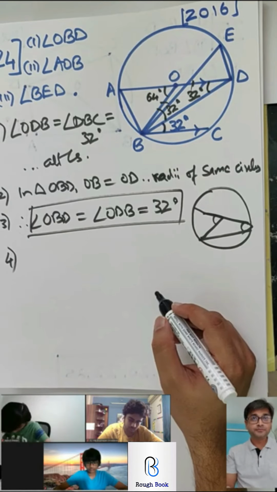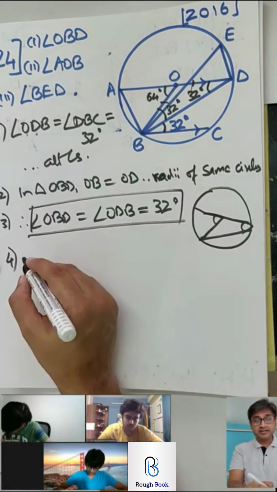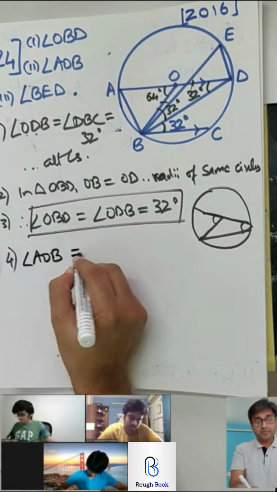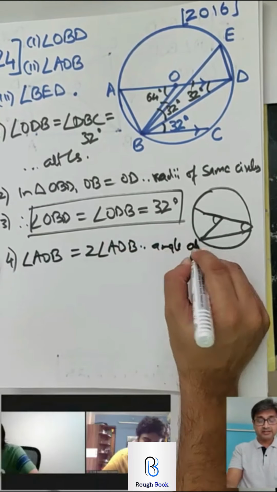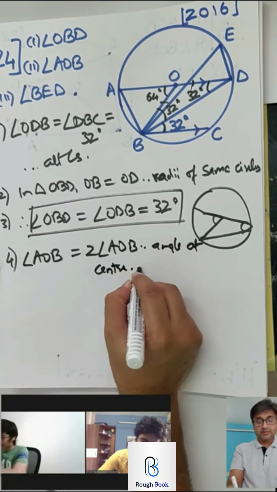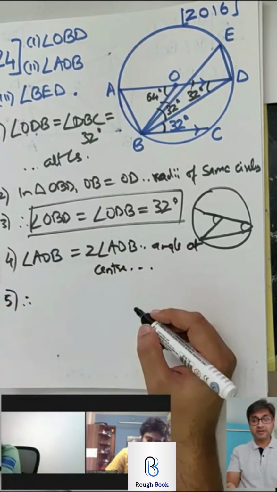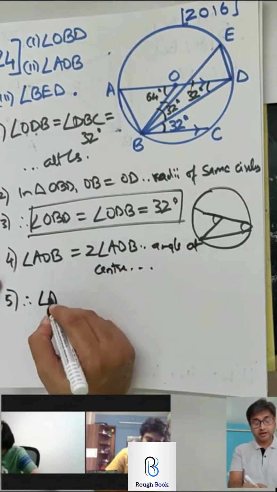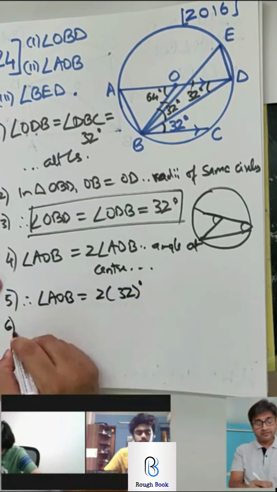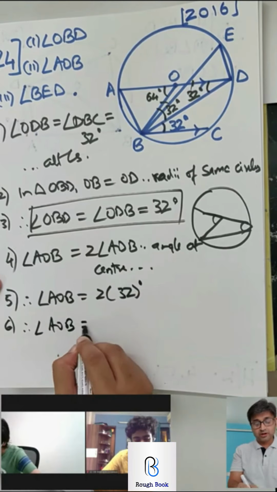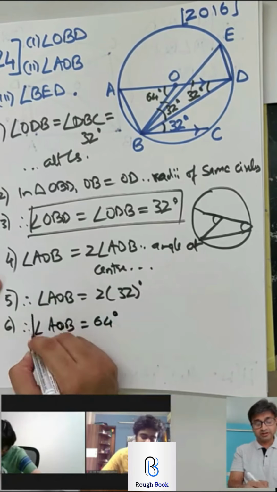Getting it, Shubhayan, now? Yeah, that's the easiest one. So AOB is double of ADB, angle at the center is double the angle on the circumference subtended by the same arc. In the exam, you are expected to write the full statement. Right now, you may not, but in the exam, if you forget, you will lose marks. So AOB becomes 64 degrees.